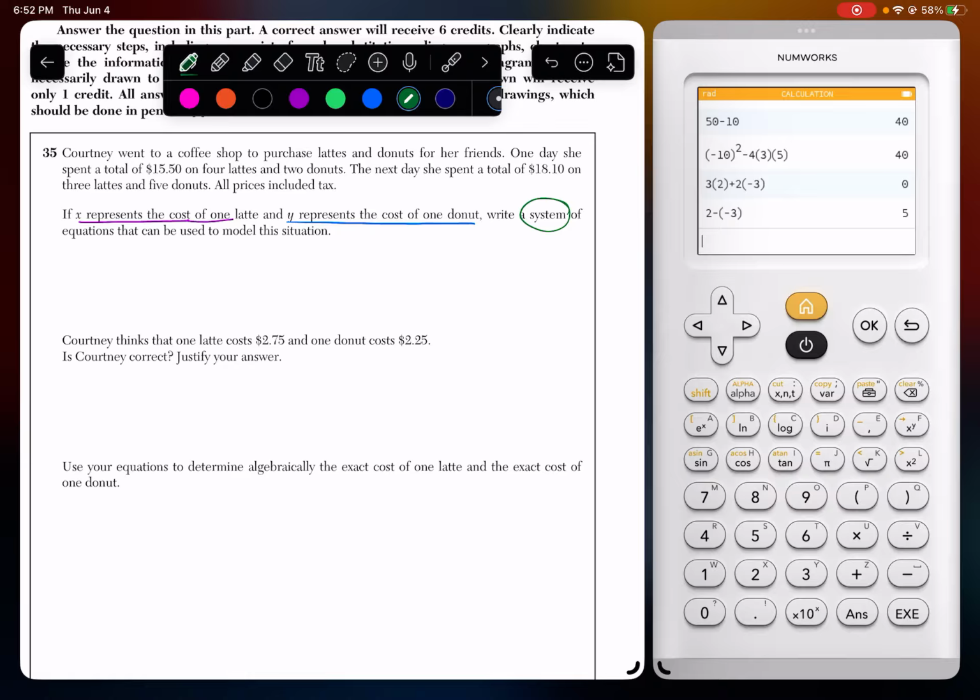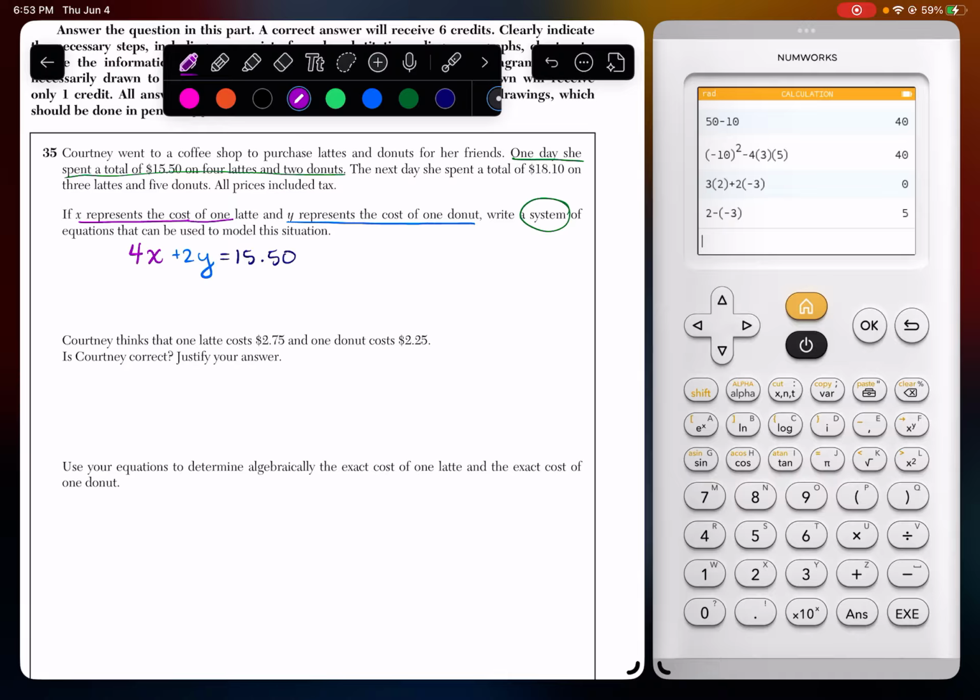The last question on the Regents, the 6-pointer, is almost always a system. And we get our first 2 points just by being able to write the system. So on day 1 is her first equation. So she has 4 lattes. That's going to be 4x. And 2 donuts, so plus 2y, was a total of $15.50. So 4x plus 2y equals 15.50.